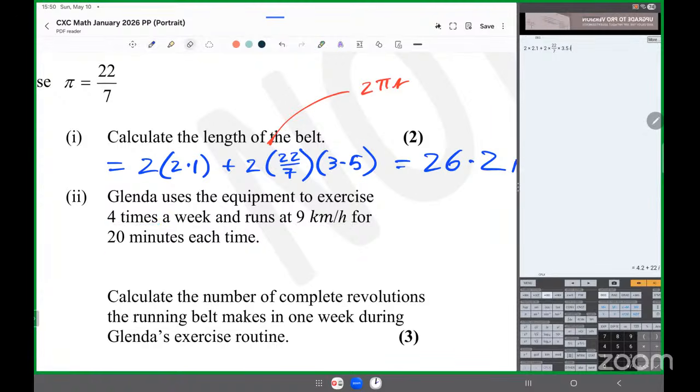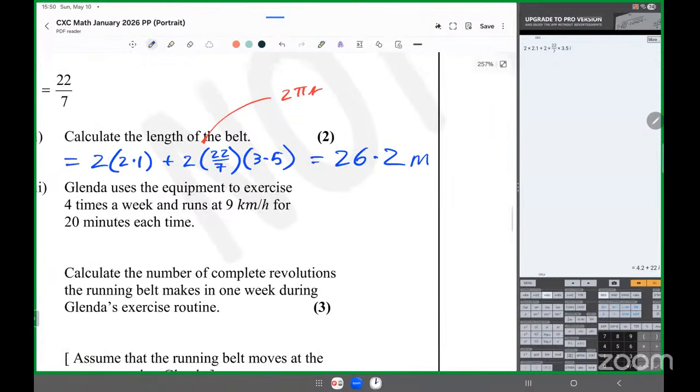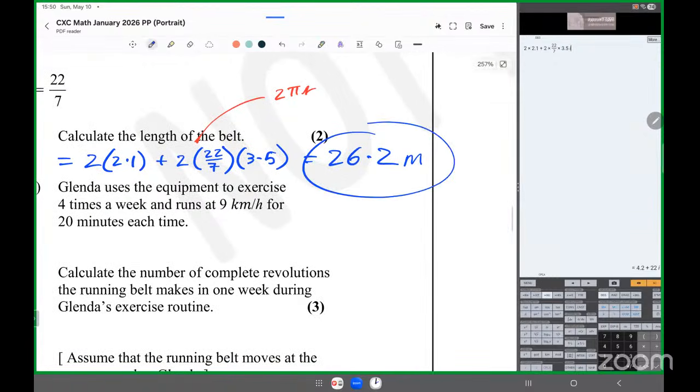All right. The question says, calculate the number of complete revolutions that the running belt makes during the week when Glenda is using it. So we need to find the total distance Glenda ran and divide it by the length of the belt, so we can know how many revolutions she makes.